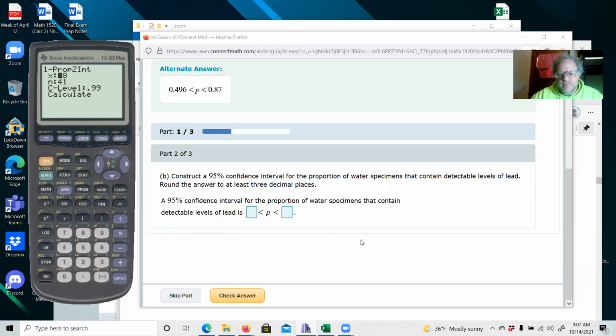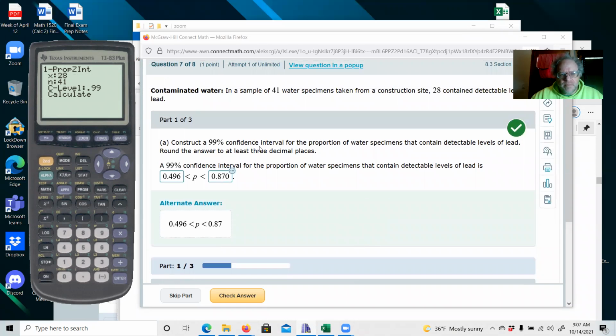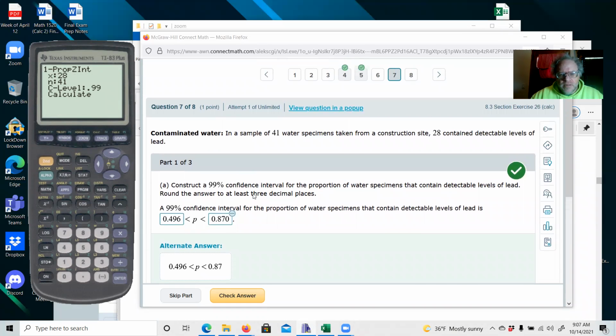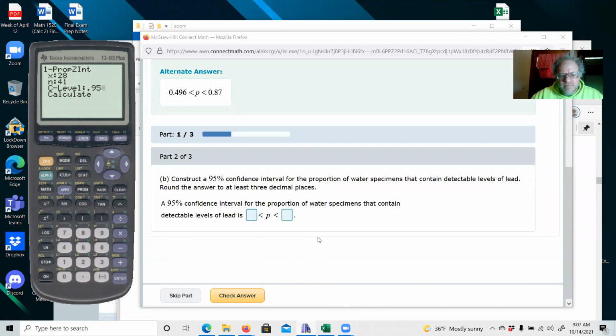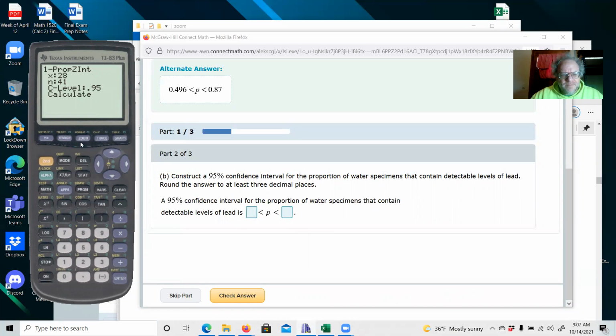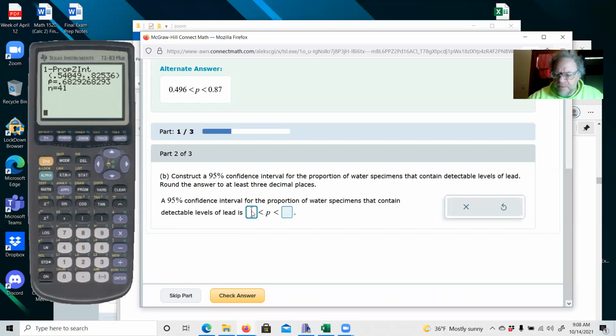So 21, right? Let's see here. 28 out of 41, but instead of a 99% confidence interval, I want a 95% confidence interval. All right. Calculate. By the way, if you were the construction manager here, these levels would be mandated by law.